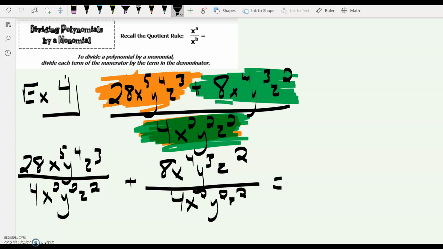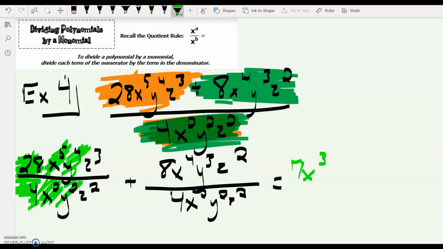So we'll work through that first piece here on the left, 28 divided by 4. Well, everybody should know 28 divided by 4 is going to give me 7. X to the 5th divided by x squared, well, that's x to the 3rd. Y to the 4th divided by y squared, well, that's y squared. And z to the 3rd divided by z squared, well, that's just z. And then we're going to have plus 8 divided by 4 here.